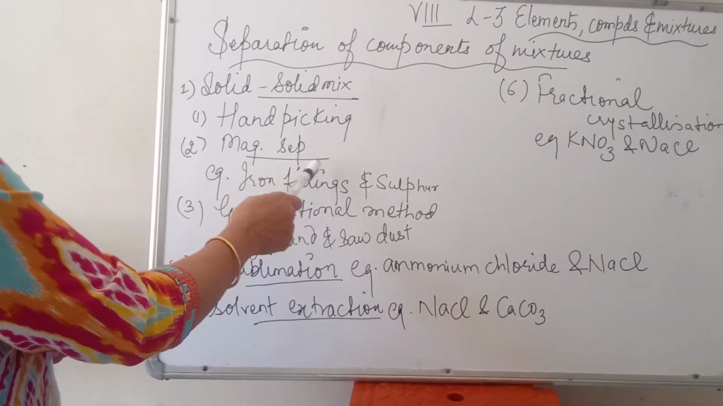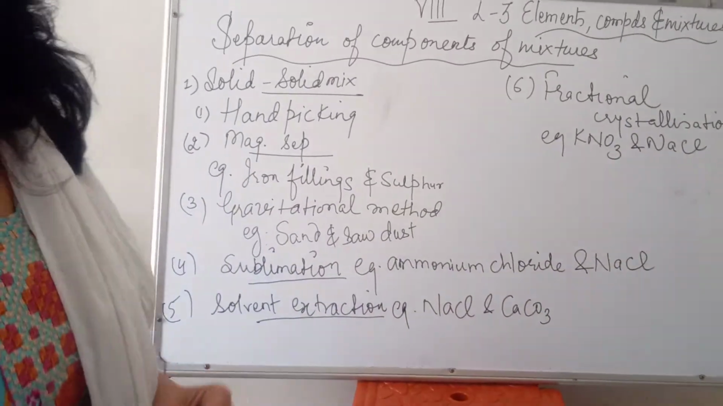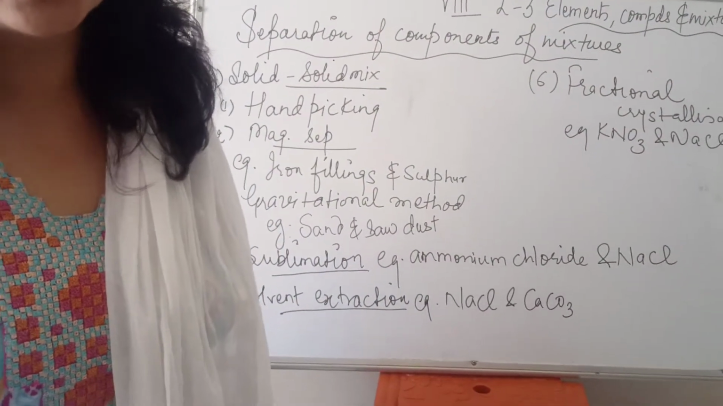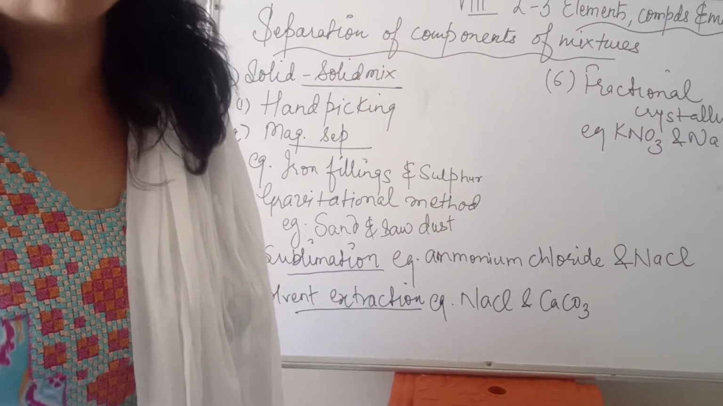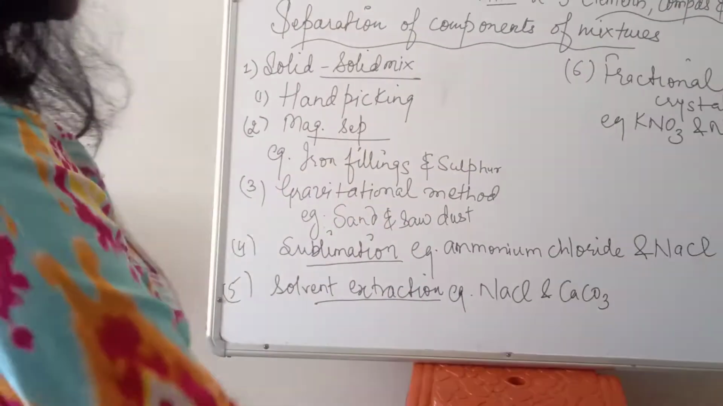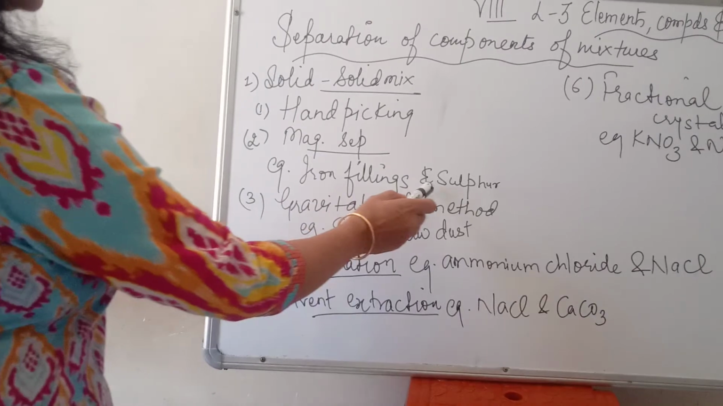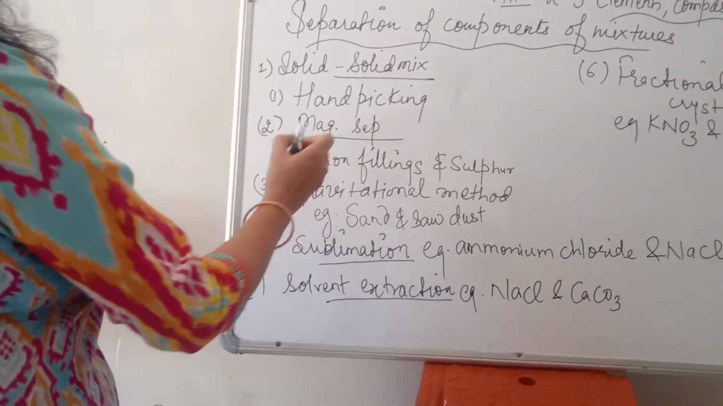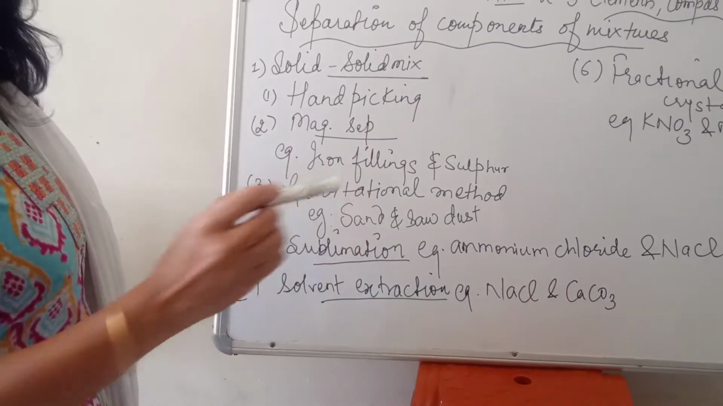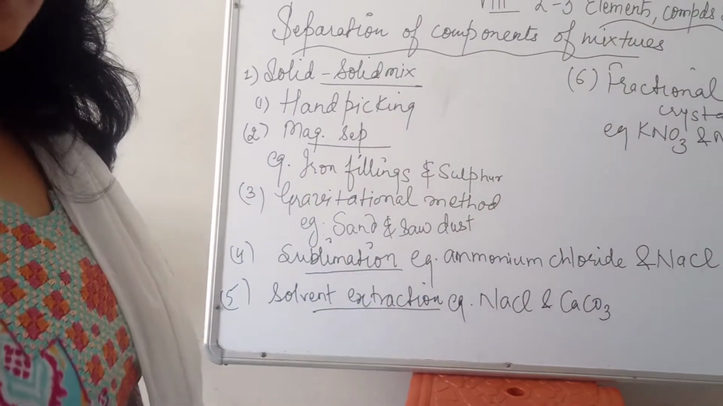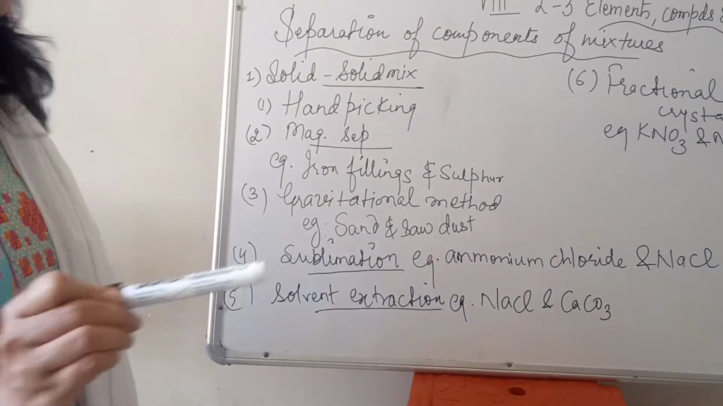Then the second one is magnetic separation. Magnetic separation is used to separate such mixtures in which one of the components is iron. For example, a mixture of iron filings and sulfur. Near the mixture of iron filings and sulfur, a bar magnet is brought so that the iron filings get attracted towards the magnet and sulfur is left behind.